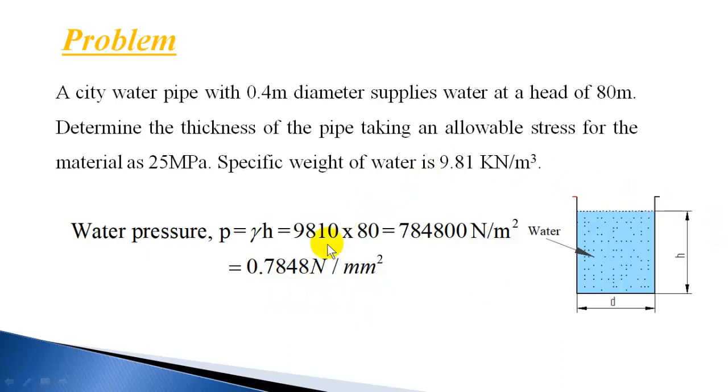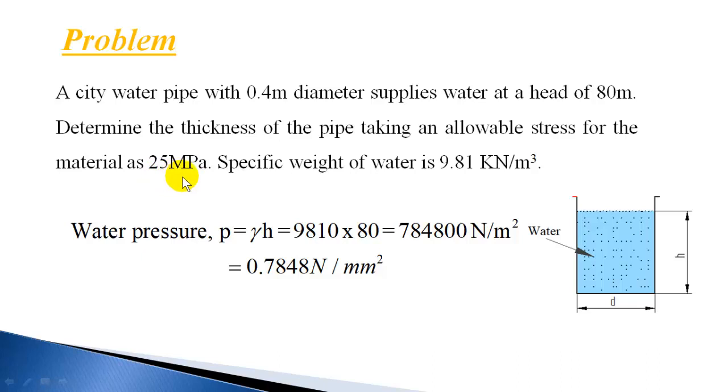So in the pipeline there will be a pressure. So this data is given to calculate the pressure of fluid inside the water pipe. Once the pressure is known, the diameter of the pipe is known, and you have the allowable stress in the material, which is the maximum stress permitted. Allowable stress means maximum stress permitted. And you know, in a thin cylinder the maximum stress is hoop stress, so other stresses are less than that.